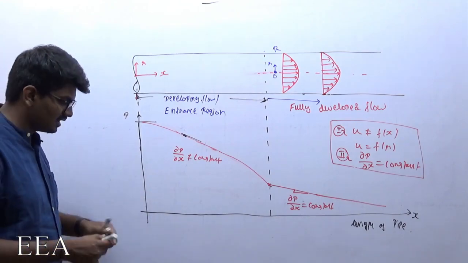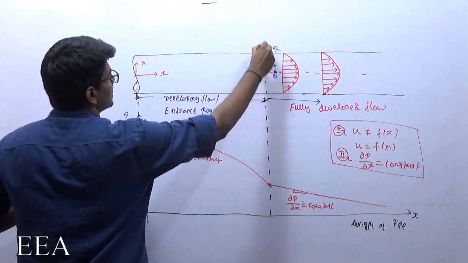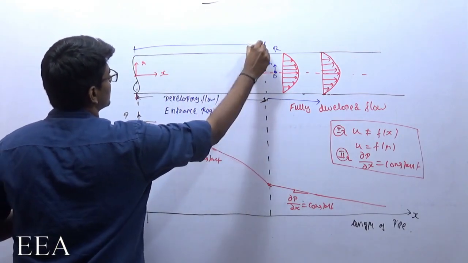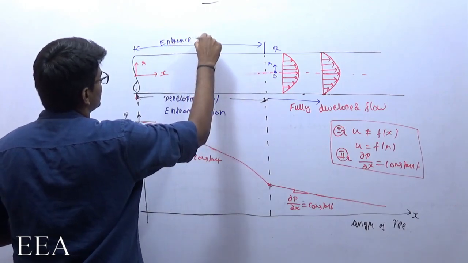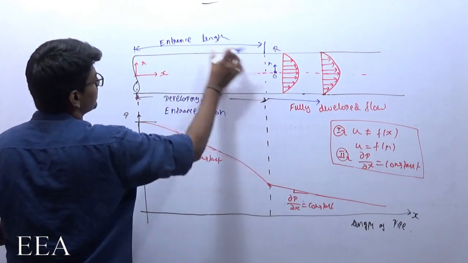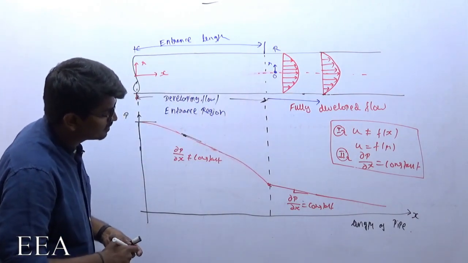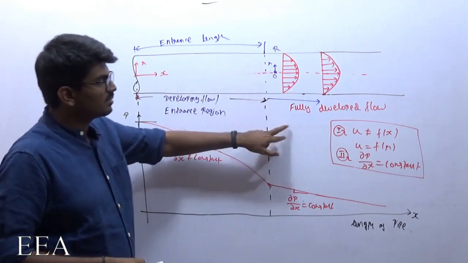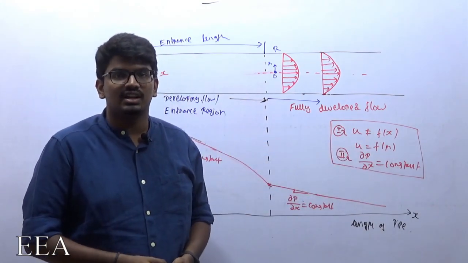See, the entrance length, the entrance region, is the complete region. Entrance length is nothing but this distance, from the starting point until here. If you measure the length of this pipe, that is the entrance length. And what I was saying right now is that for a fully developed flow, u is not a function of x, u is only a function of r, as I said, right?